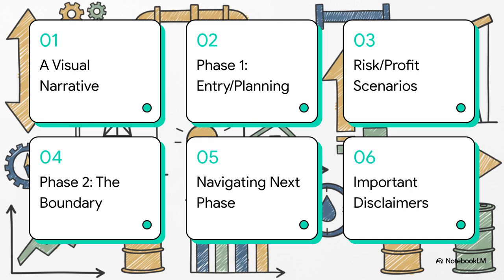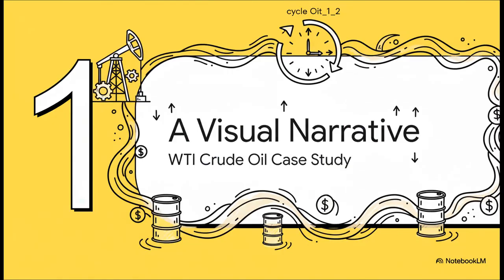Okay, here's how we're going to break this down for you. We'll look at the visual narrative, then the plan in phase 1. We'll touch on risk and profit scenarios, then we'll see what happened in phase 2. And finally, what comes next along with some important disclaimers. All right, let's dive into the main event.